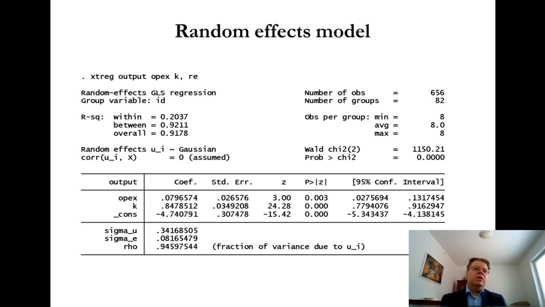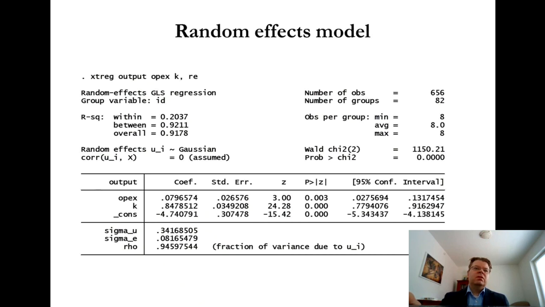And if we assume that these ui terms are normally distributed, then it's possible to use the so-called Wald chi-squared test, which is reported over there, to test for the joint significance of the model.